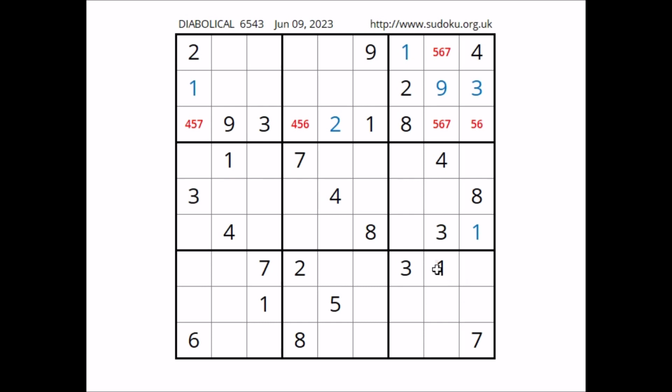Let's see, look, number 8 in this sector, we have 8 in this column, 8 in this column, 2 places for number 8, 8 cannot be here, 8 in this row, number 8 in this place.